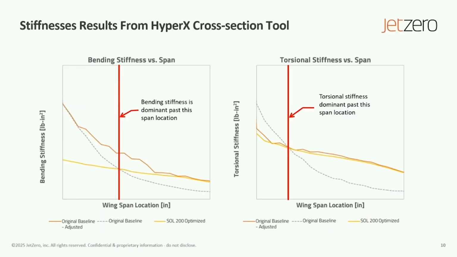So in comes the resizing. Once we apply our targeted stiffness values in the constraint menu and resize it in HyperFEA, we're able to get this orange original baseline adjusted line. Now this orange line is sized for strength, stability, and stiffness.